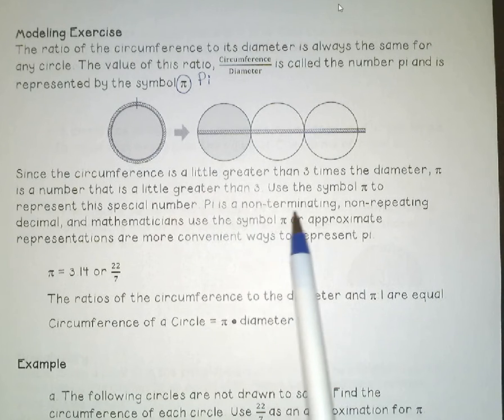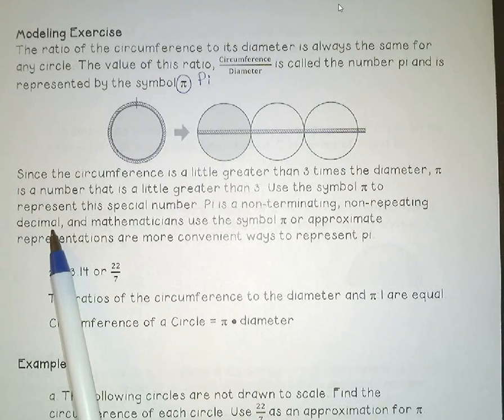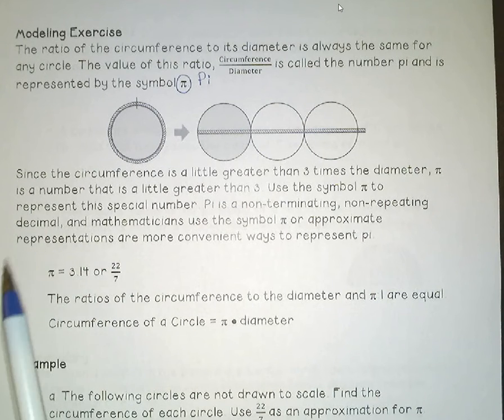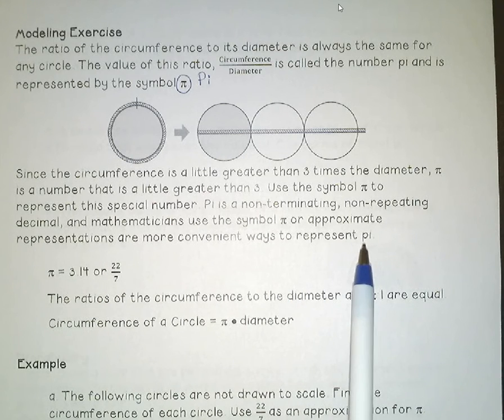Pi is a non-terminating, non-repeating decimal. Remember how in Module 3 in Topic B we were talking about repeating and non-repeating decimals? So this is it. This is a non-repeating decimal, pi. And mathematicians use the symbol pi or approximate representations as more convenient ways to represent pi.